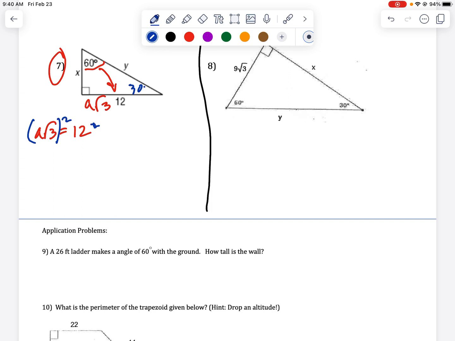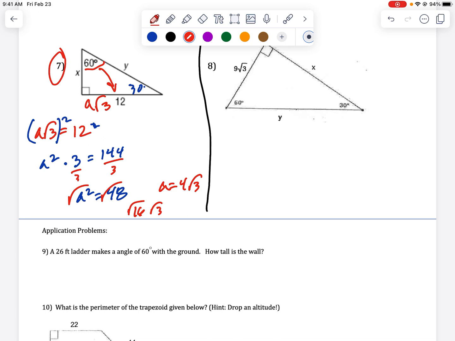Square both sides. A squared times 3 equals 144. Divide by 3. A squared equals 48. And then square root. And I can simplify this as 16 and 3. So a equals 4 root 3.